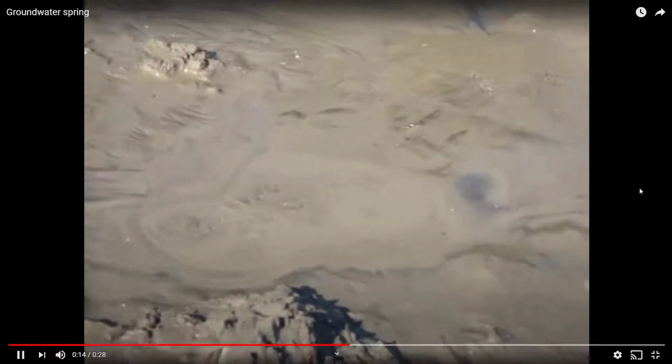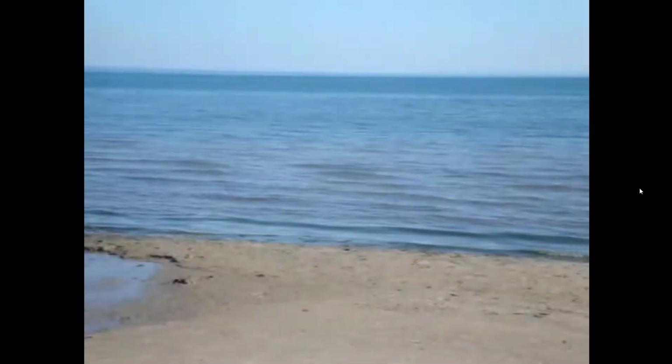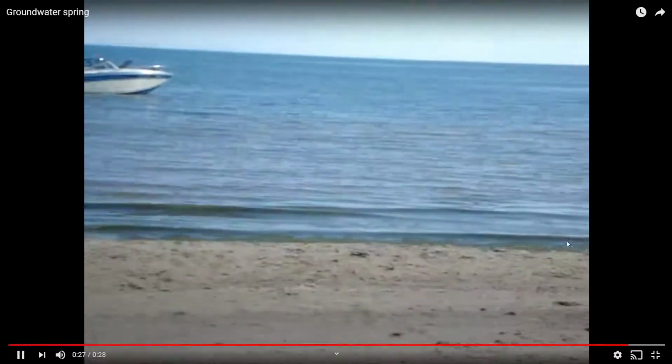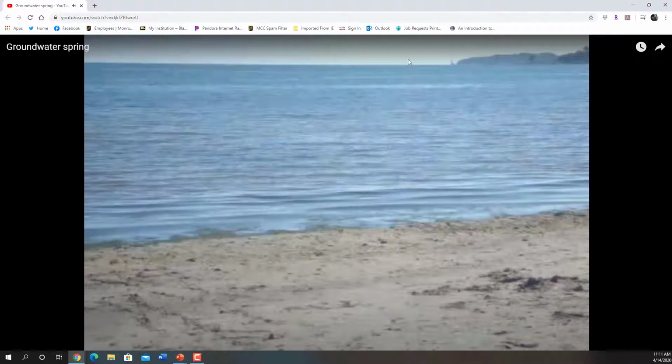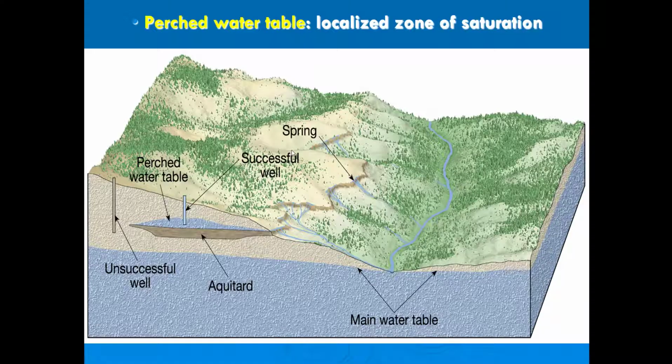So that's where the spring hits the surface, and then it flows downhill as water tends to do. This is all spring water here, and it flows right into Lake Erie, and there's a boat. So that's another example of a spring. Cool. Sometimes springs can form where we have something called a perched water table.